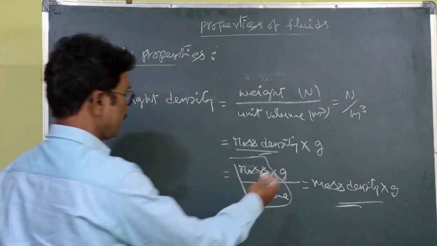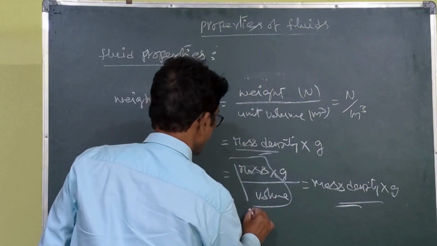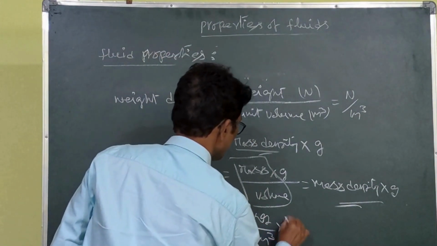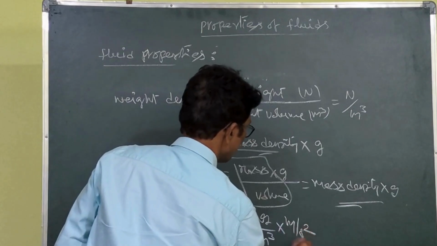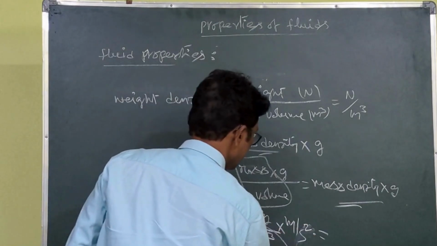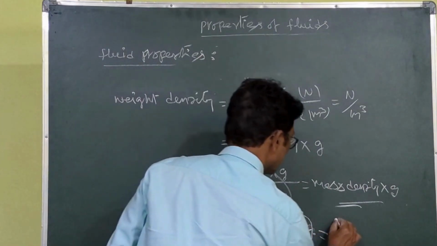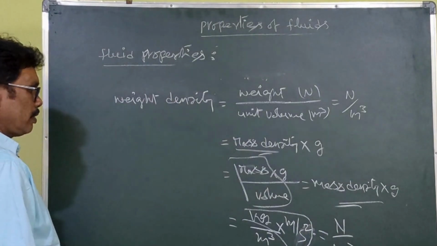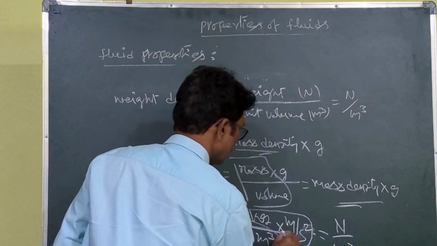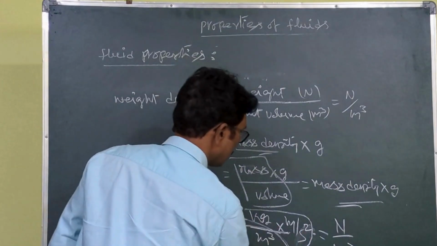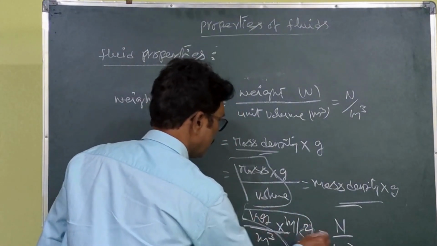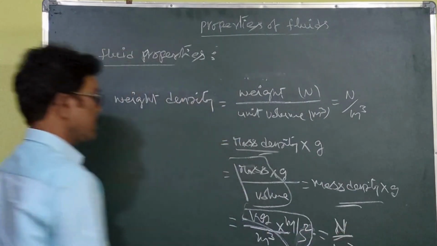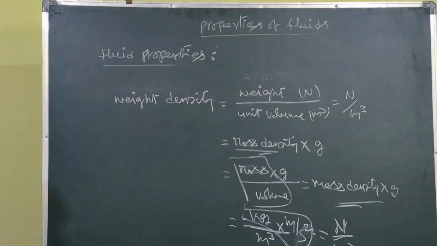In this case, the units you will get are mass in kgs, volume in meter cube, g in meter per second square. Kg meter per second square is equal to Newton. So therefore Newton divided by meter cube. We can write it like this also.